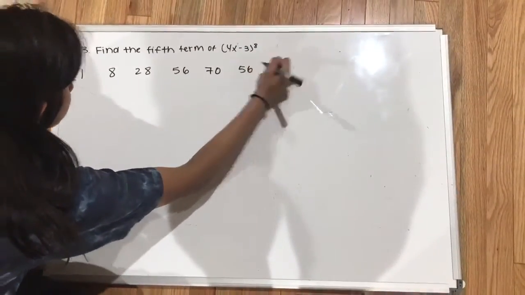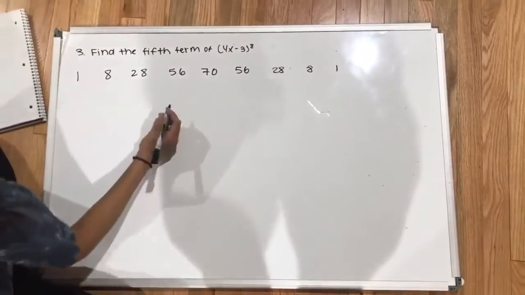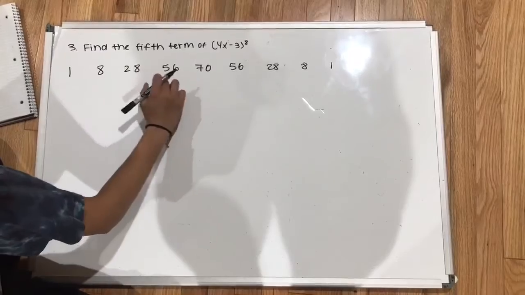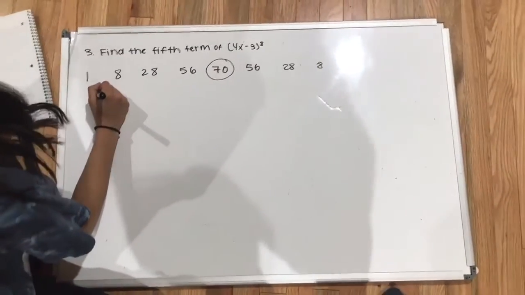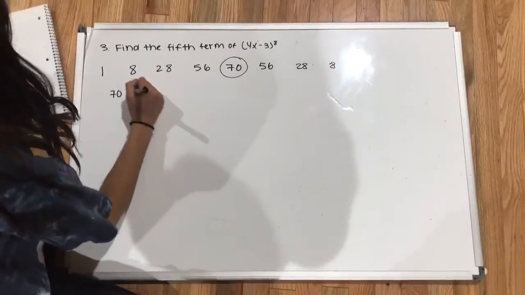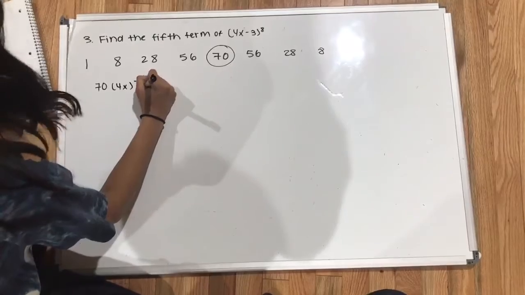They are 1, 8, 28, 56, 70, 56, 28, 8, and 1. And the 5th term is 70. So this term will be 70 times (4x) to the 4th power times (negative 3) to the 4th power. And remember to put 4x and negative 3 in parentheses.